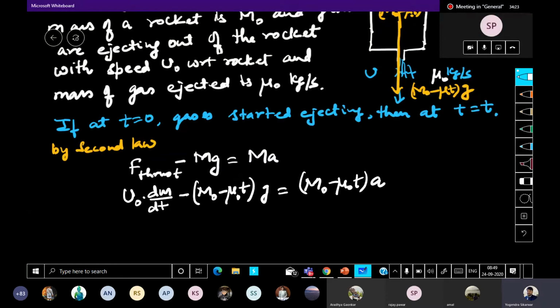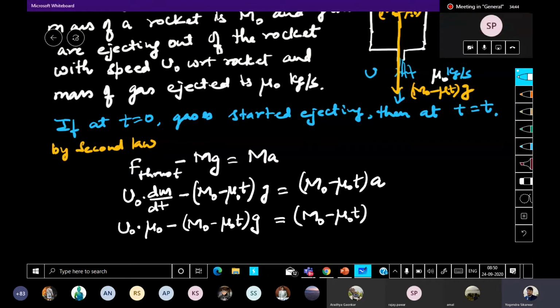Now I am putting the value of dm by dt. So u naught into mu naught, minus m naught minus mu naught t into g, is equal to m naught, the initial mass, remember, minus mu naught t into a. Remember everyone, a is nothing but the rate of change of velocity, dv by dt. Correct?